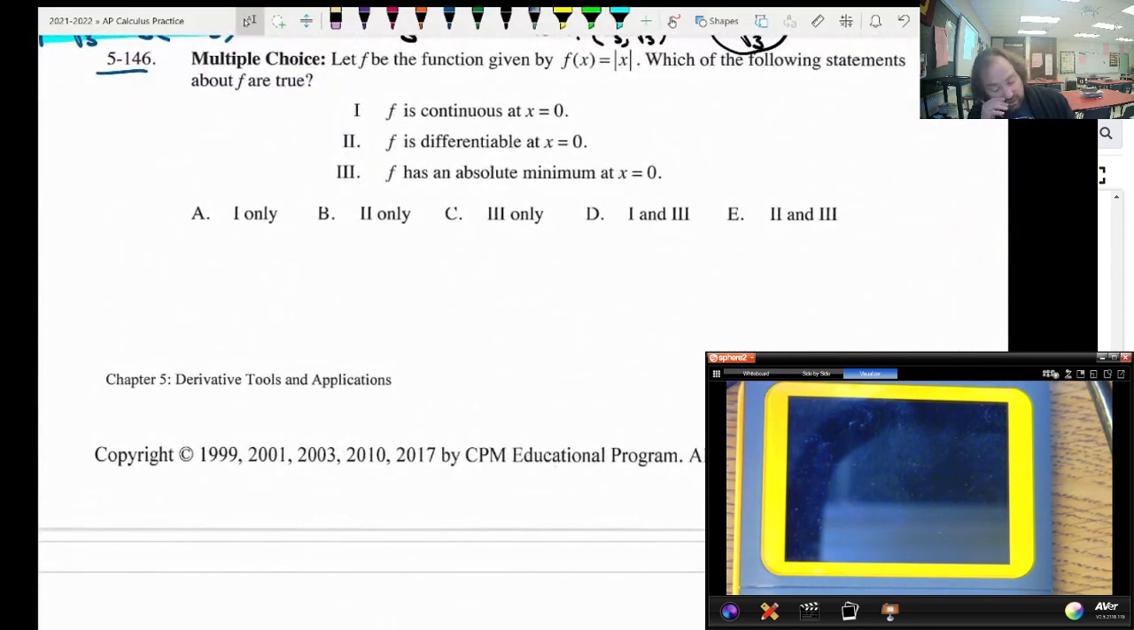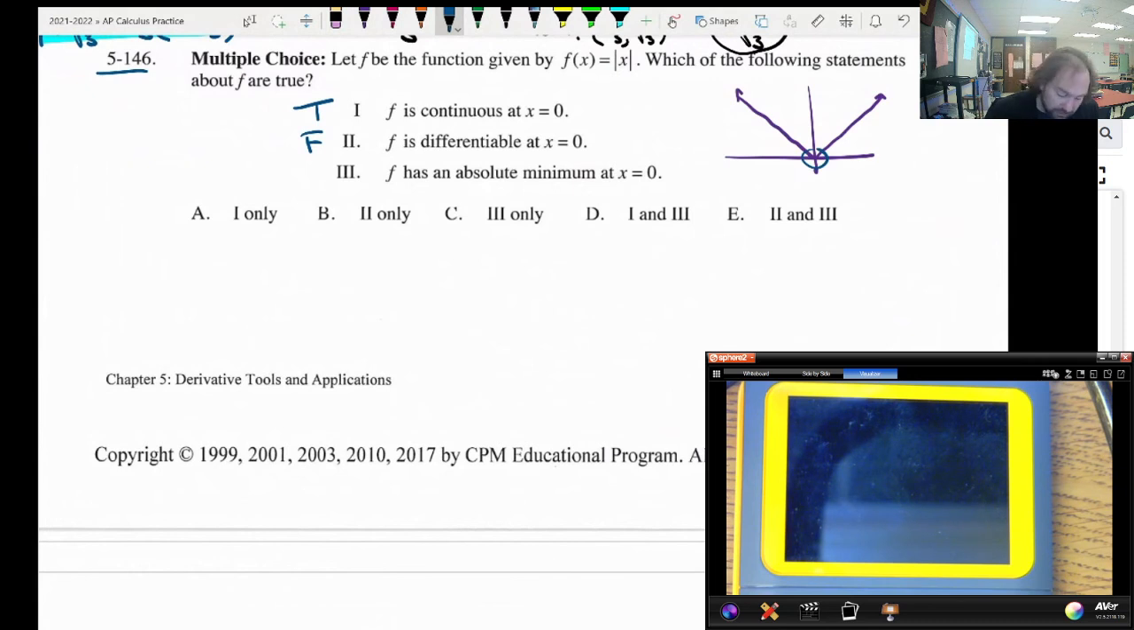146, we got some multiple choice questions here. Let f be the function given by f of x equals the absolute value of x. Which of the following statements is true? Well, if you think about that graph in your head right now, you've seen it a million times. It comes down like this and goes up like that. So, is it continuous at x equals 0? Yes. Is it differentiable? A hard no. That sharp corner means it's not differentiable.